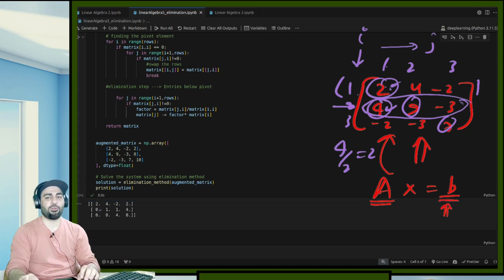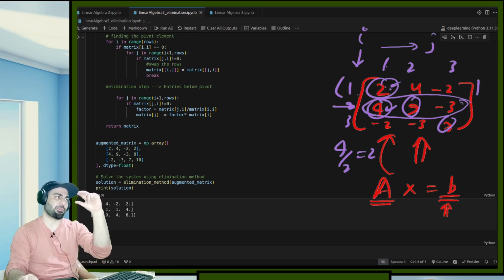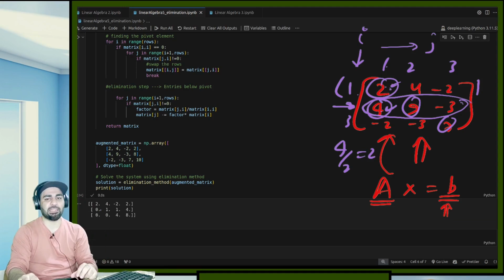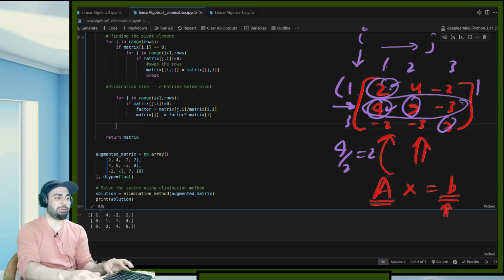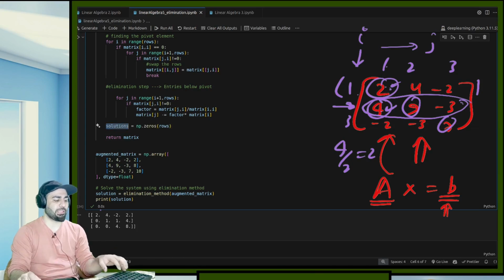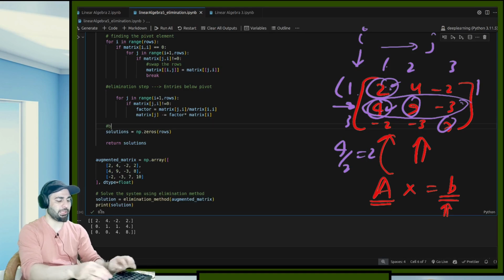Okay, so for back substitution, let's suppose I have 3 equations. I'll create x, y, and z. I'll create the solution of this. So I'll say solution is equal to np dot zeros, an array of zeros, because I want to return the solution. Solution is where I'll write the values of x, y, and z. So this thing over here, this is the back substitution step.